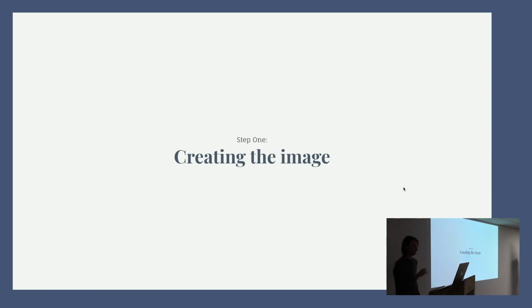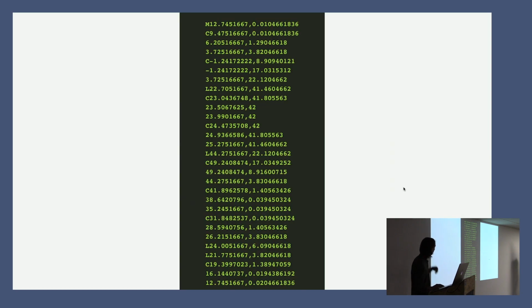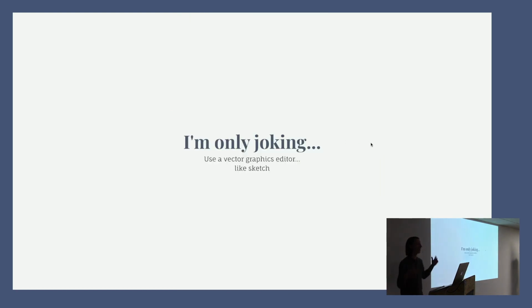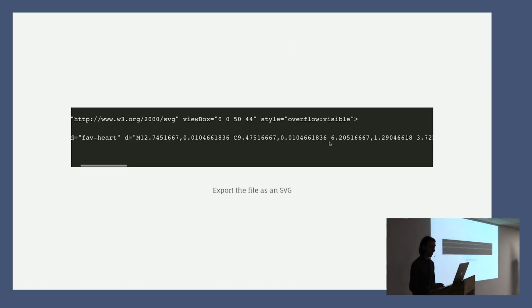So same as before, step one is usually creating the image itself. We start with the heart shape, so we create our SVG, and then we create our path, give it an ID, and then we go and write our path. Nice and easy. You don't have to write them by hand, you can, and if you've got the skill to do that, all power to you. But you can just use an editor online like Sketch, or you can find an SVG of a heart shape or anything like that. But once you have that shape, you need to export it.